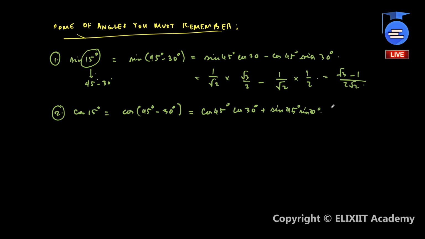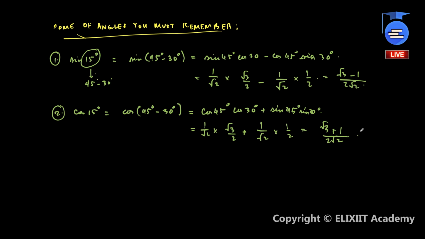Cos 45 into cos 30 plus sin 45 into sin 30. So cos 45 is 1 by root 2. Cos 30 is how much? Root 3 by 2. Sin 45 is 1 by root 2. And sin 30 is half. If you calculate this, in the numerator we have root 3 plus 1 divided by 2 root 2.